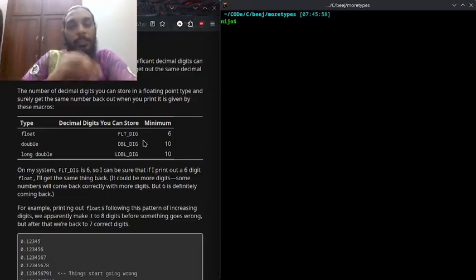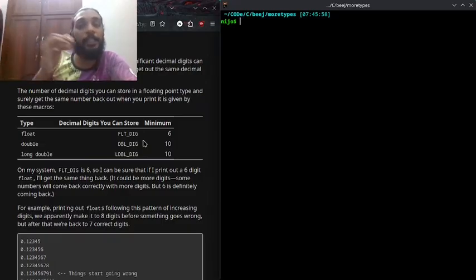What he's talking about with getting the same thing back is, if the float number per se is 15 digits, what happens when you get it back is it will truncate it to 6 digits. That's what he means by I'll get back the same digits. So I'll get the same thing back. It could be more digits. Some numbers will come back correctly with more digits, but 6 is definitely coming back.